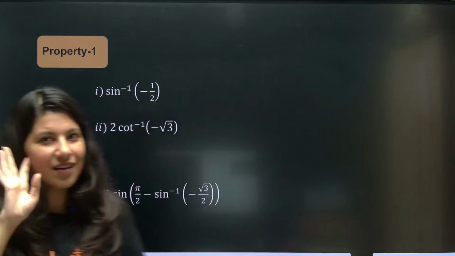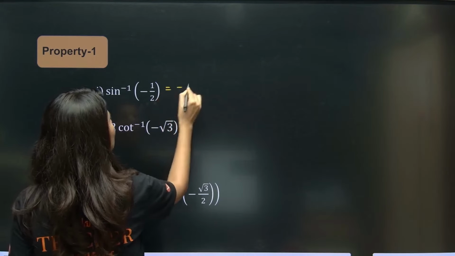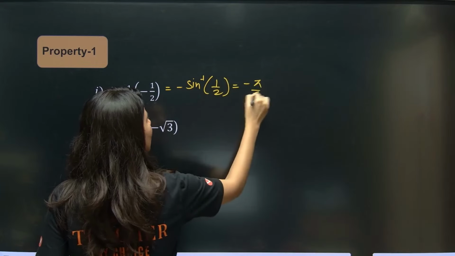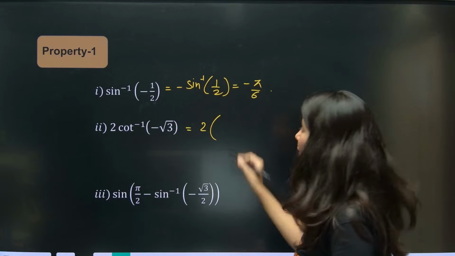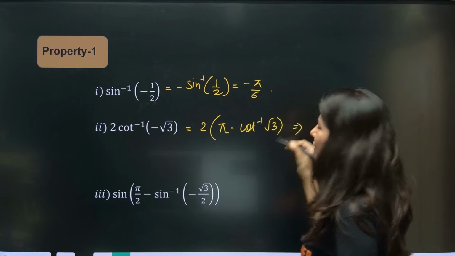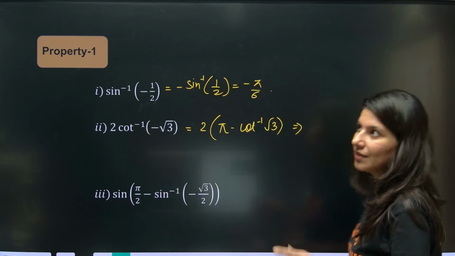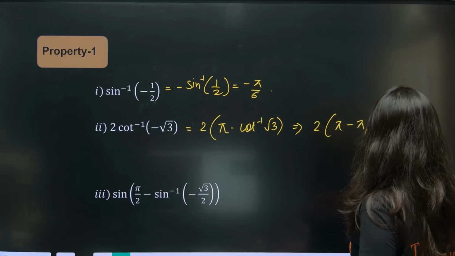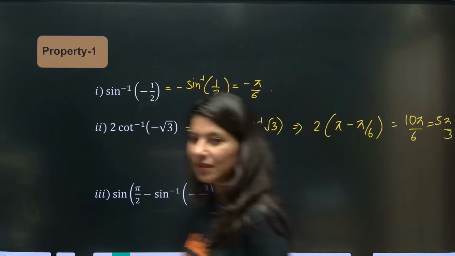Property number 1 is clear, no? Like this is not difficult. Sine inverse minus half is minus sine inverse half, ma'am. Minus pi by 6. Second, cot inverse minus root 3. So cot inverse, now what will you do? Pi minus cot inverse root 3. And cot inverse root 3 will be what? Tell me, ma'am. That means cot theta is root 3, tan theta is 1 by root 3. Pi by 6. So pi minus pi by 6, that is 5 pi by 6. Okay, now you tell me the third one quickly.